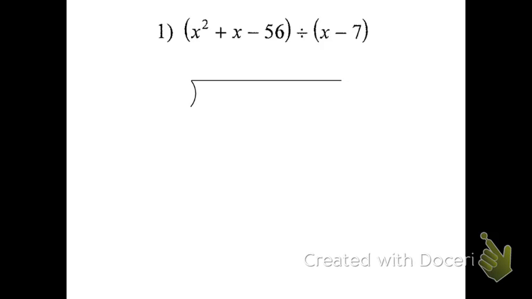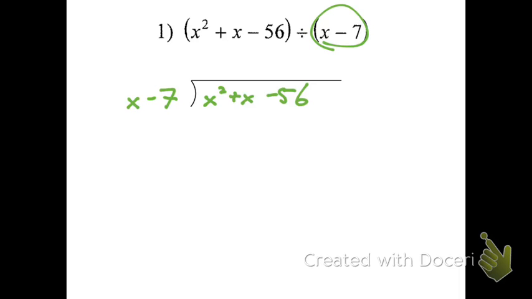This is long division with polynomials. X minus 7, what we're dividing by, goes on the outside. X squared plus x minus 56 goes on the inside. And so we're showing how we're doing it. So that's why just writing the answers is not going to be okay today, or in the future. So I'm going to go really slowly over this first example.